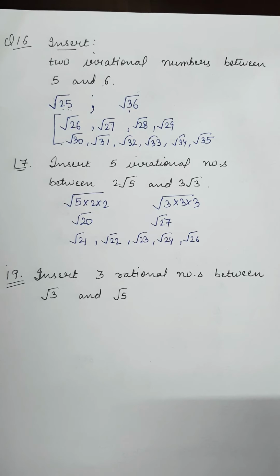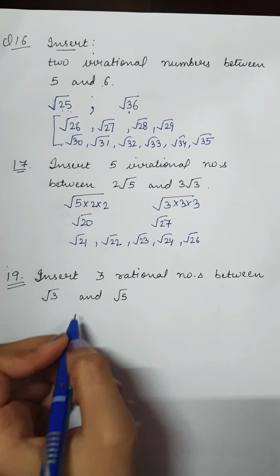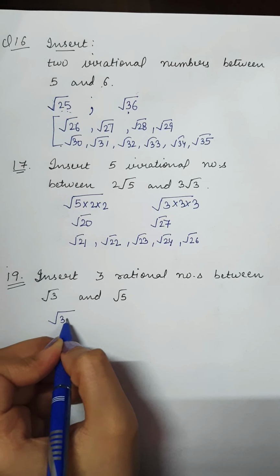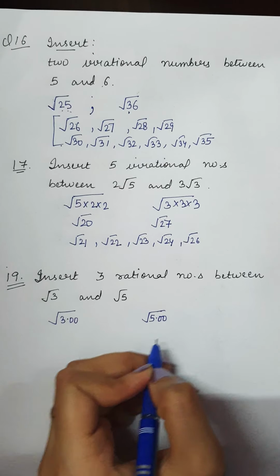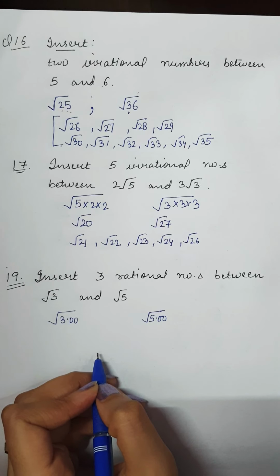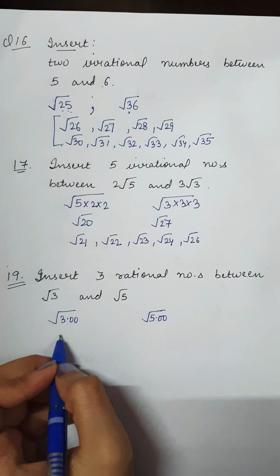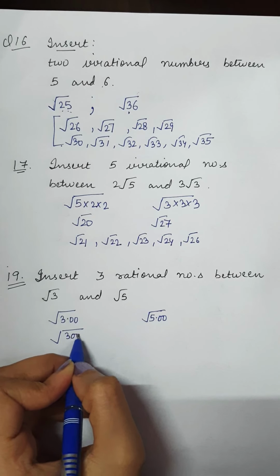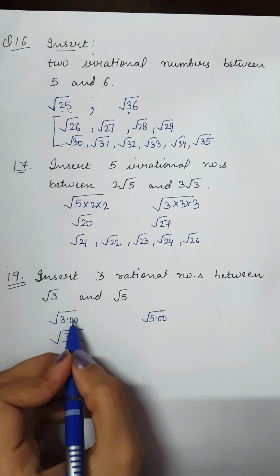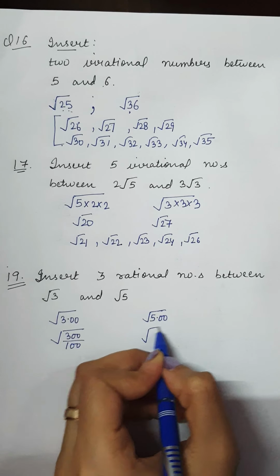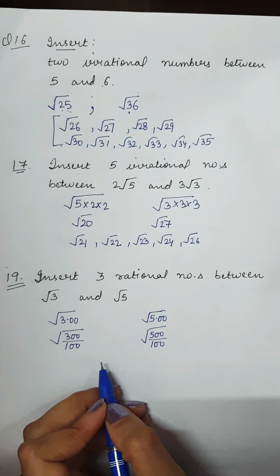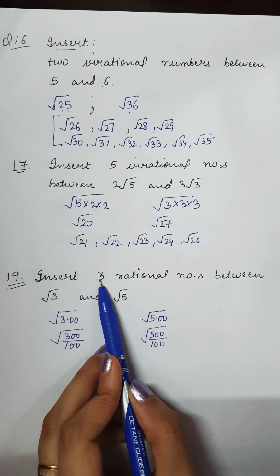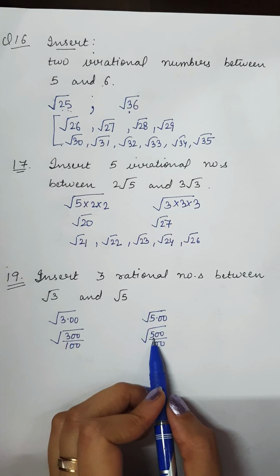Insert 3 rational numbers between root 3 and root 5. So now, what if I write it this way? Will it make any difference? No. 0.0 means nothing. But here I have used the benefit: 300 upon 100. This decimal I have removed. Now I'll tell you what is the benefit. 500 upon 100. Now I want you to find 3 perfect squares between 300 and 500.